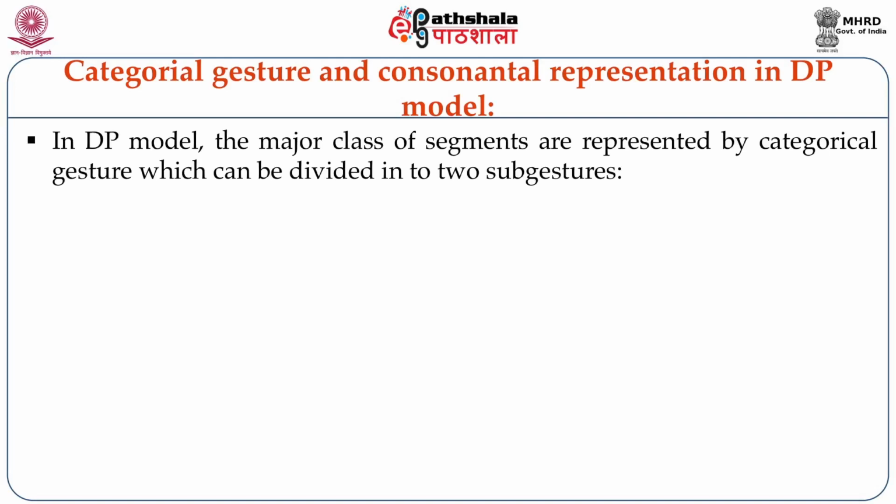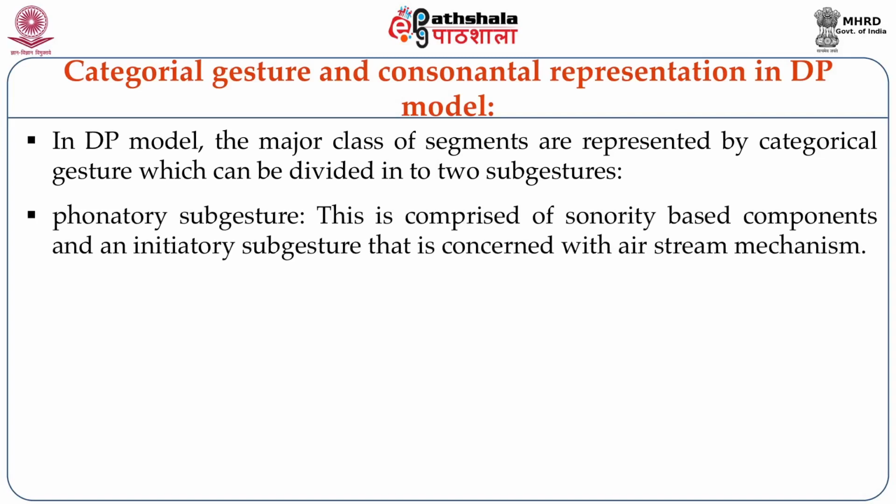In the DP model, the major classes of segments are represented by categorical gestures. These can be divided into two modules: one is phonatory subgestures and the other is categorial gestures. Phonatory subgestures talk about the airstream mechanism. You should not forget the airstream mechanism, which is responsible for human speech. The pulmonic egressive airstream mechanism produces most, about 95%, of human speech.